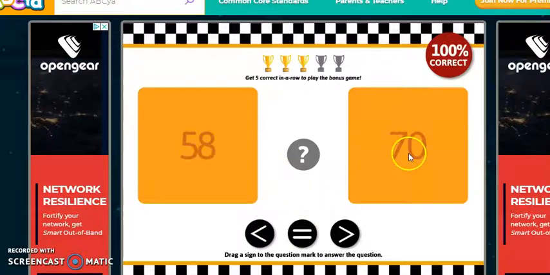All right, same thing here. We have 70, literal 70, and 58. But I knew that 70, 7 tens, is bigger than 5 tens.